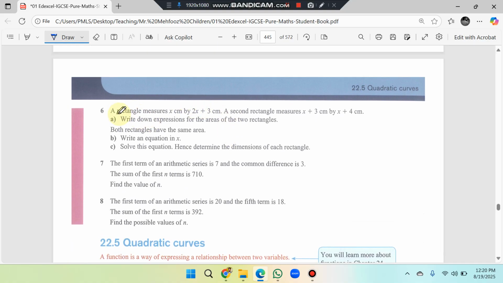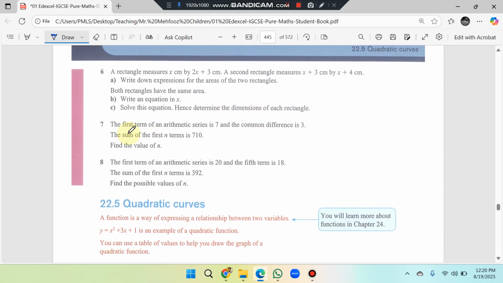In question number 6, again a rectangle question, a rectangle measures x centimeters by 2x plus 3. A second rectangle measures x plus 3 and x plus 4. Write down the expression for the areas of the two rectangles. So we have to add these two areas. Okay, the 7th one: the first term of the arithmetic series is 7, and the common difference is 3. The sum of the first n terms will be equal to something. So we have to use the sum of n terms formula, right?